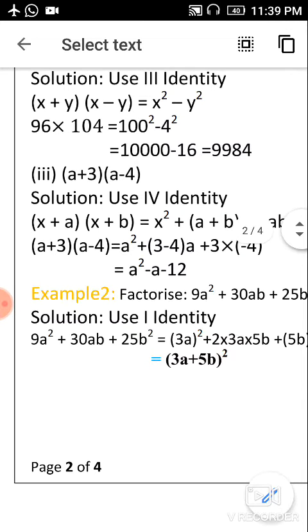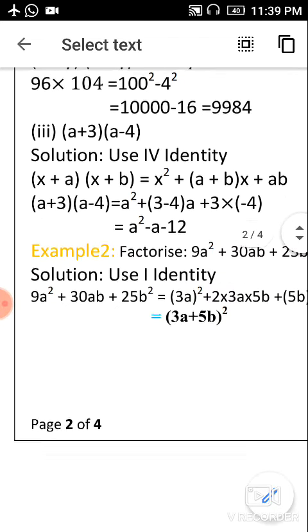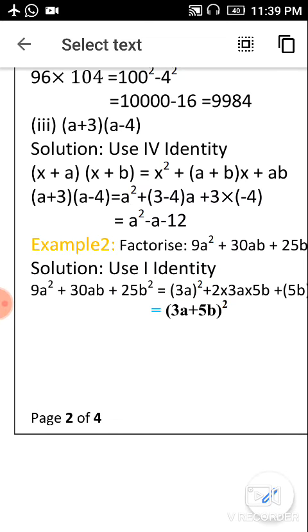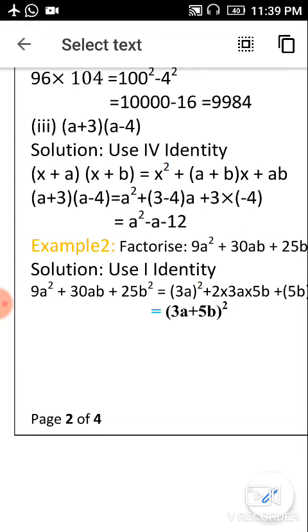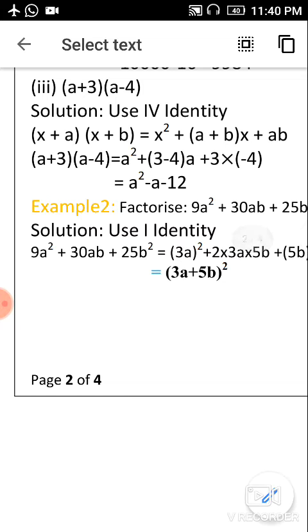Now the third part, (a + 3) into (a − 4). So which identity? Both are not the same, so the first, second and third are not applicable. Fourth identity, in which x equals a, and a and b will be 3 and minus 4. So apply that identity, (x + a) into (x + b) equals x square plus (a + b) into x plus ab. So we have to write (a + 3) into (a − 4) equals a square plus, a and b are what? 3 and minus 4. So (3 − 4) into a plus 3 into minus 4. A square, 3 and minus 4 is minus 1, so minus 1 into a, that is minus a, and 3 into 4 is 12, minus 12.